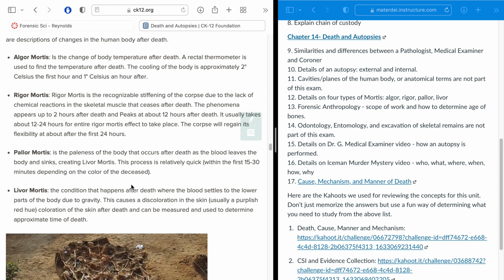So make sure you keep those straight. Algor means temperature. Rigor means muscle tightening. Pallor means losing color because the heart has stopped. And Livor Mortis is when you have bruising.